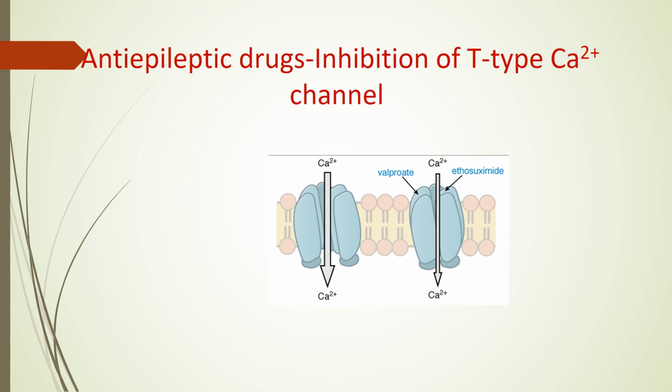And now we shall move on to the next group of conventional anti-epileptic drugs. And these agents act via inhibition of the T-type or transient type of calcium channels. By binding to the calcium channels, they inhibit the conduction of calcium across the calcium channels. So there will be inhibition of the action potential conduction.